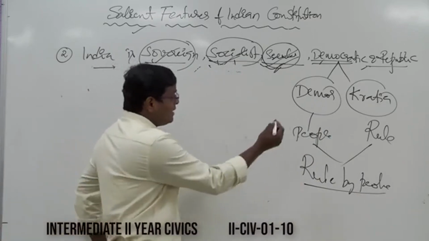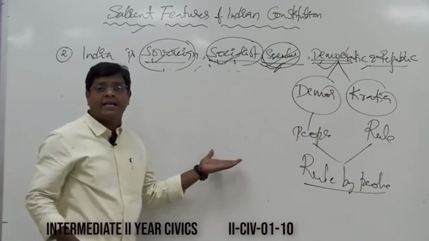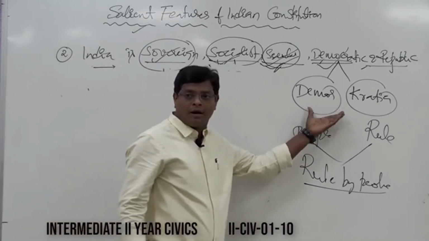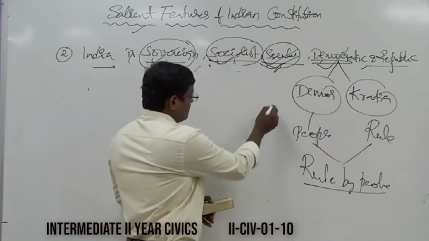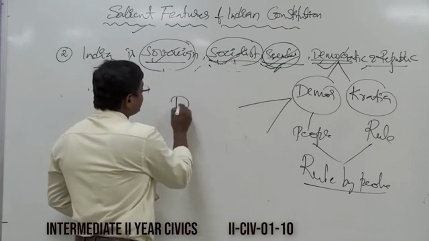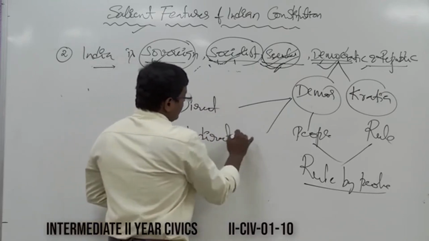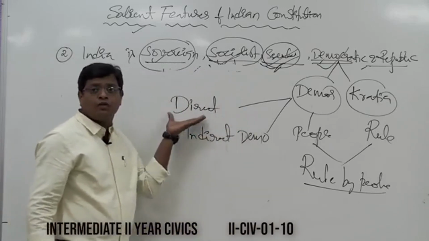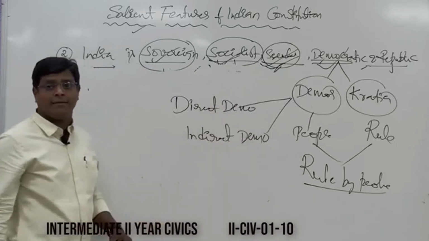So here, India adopted a democratic form of government instead of monarchy, instead of aristocracy. We formulated a democratic form of government. Democracy is classified into two types. One is direct democracy. Another one is indirect democracy.